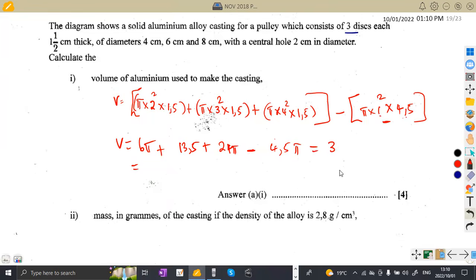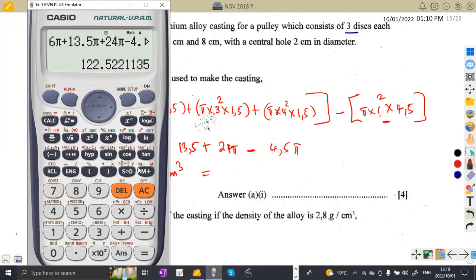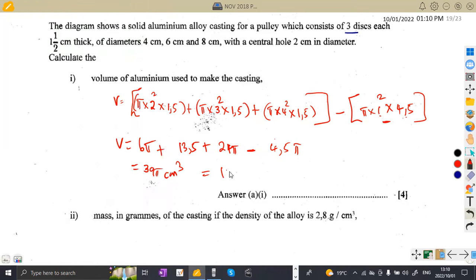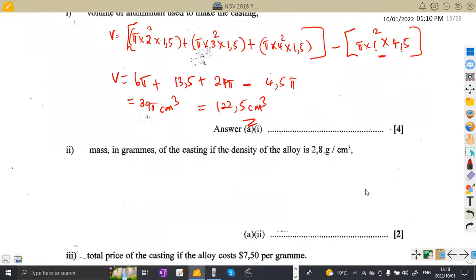Okay, I've written it already here. So it's 39 pi here, but you can write this in simplest form. On your calculator, you can just change it, which is going to be 122,5, something like that. So it's 122,5 cubic centimeters. So that's our volume in this case. All right, so that was it, guys.